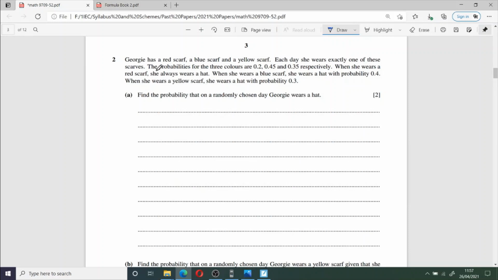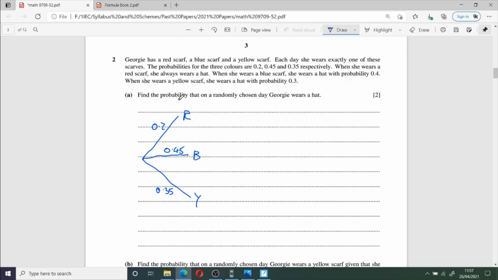Question 2. This initially looks like it might be one we could do using a probability tree. Each day she wears exactly one of these scarves. So I'm going to start my probability tree here. And we have red, blue and yellow, with the probabilities 0.2, 0.45 and 0.35.